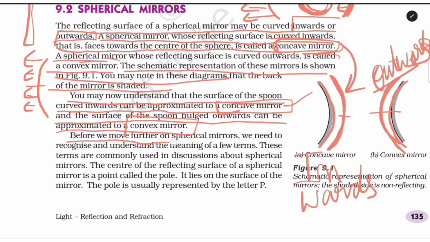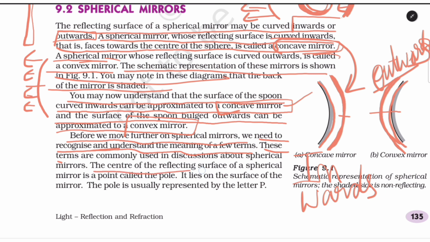Before we move further on spherical mirrors, we need to recognize and understand the meaning of a few terms. These terms are commonly used in the discussion about spherical mirrors. If you are discussing spherical mirrors, these things are very important.